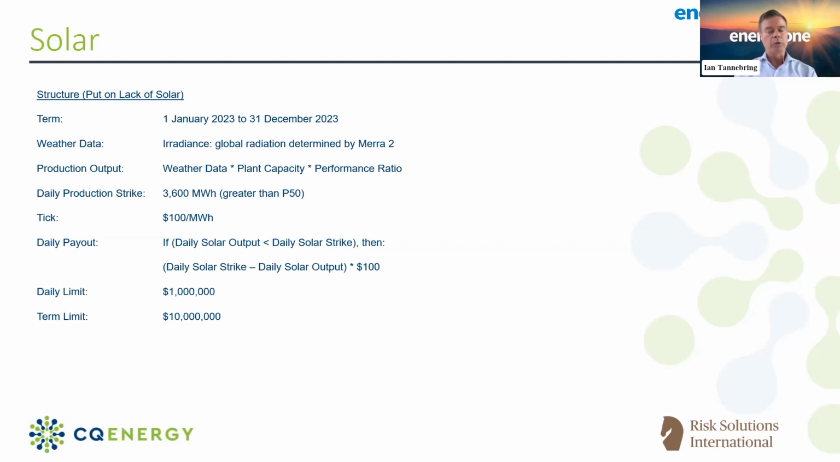You then put that irradiance through the power curve or the plant capacity, multiplied by its performance ratio or its efficiency. And once again, that comes up with what the solar farm was producing at a particular point in time. Once again, you would have a production strike. If the amount of solar on a day was below that production strike and you're not getting the revenue that you expected, you would get paid some form of compensation for that. That compensation, once again, would be at a number that you determine, and it would be capped by a daily limit and a term limit as well.